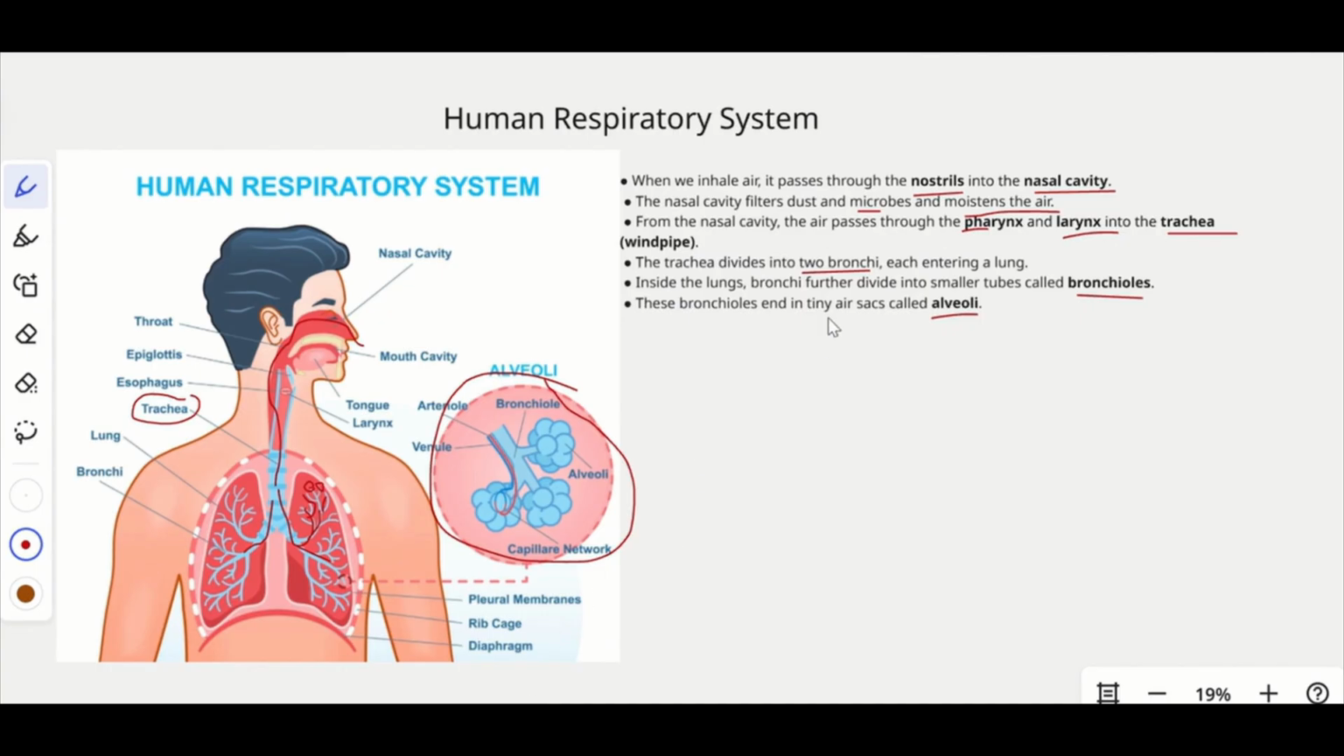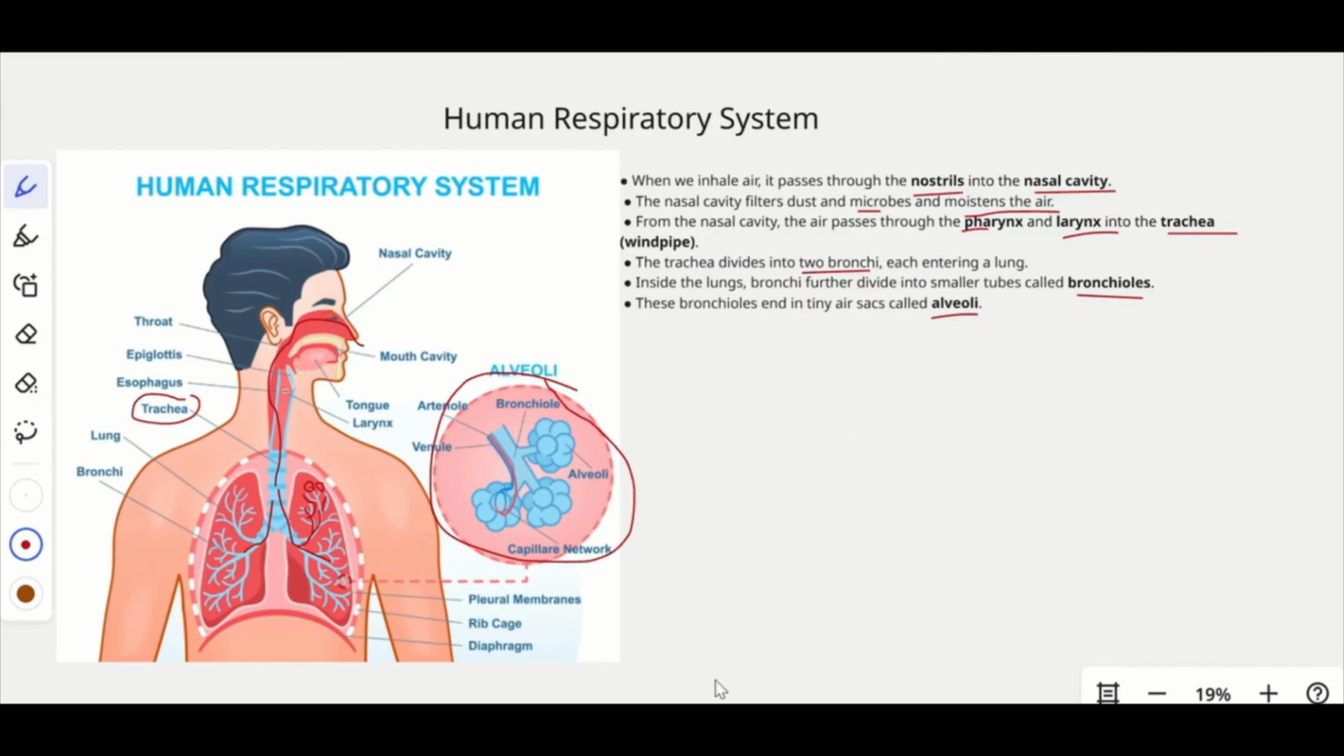Now we have to learn about gas exchange. What is happening inside the alveoli? As I mentioned, alveoli have a thin wall and are surrounded by blood capillaries. You can see a lot of blood capillaries. See the red and blue color here, these are blood vessels. Alveoli are surrounded by a lot of capillary network. Oxygen from the inhaled air diffuses into the blood and carbon dioxide from the blood diffuses into the alveoli and it is exhaled.